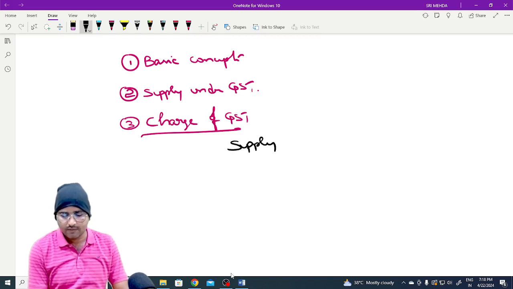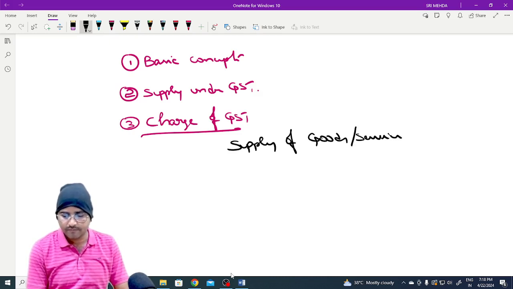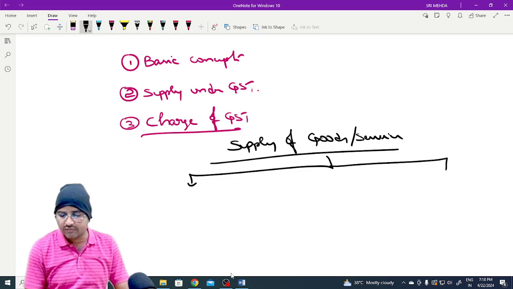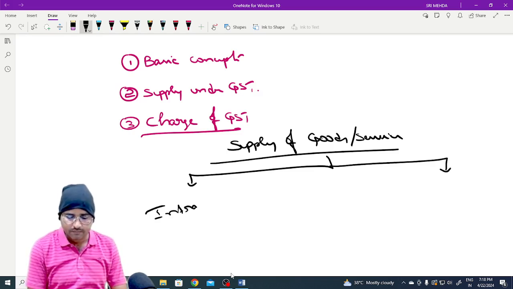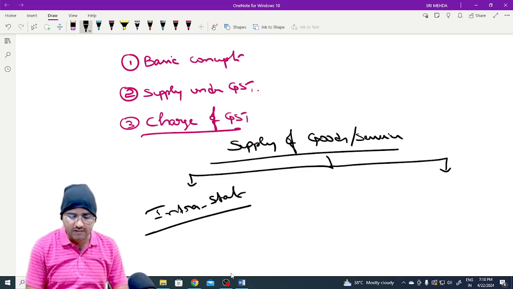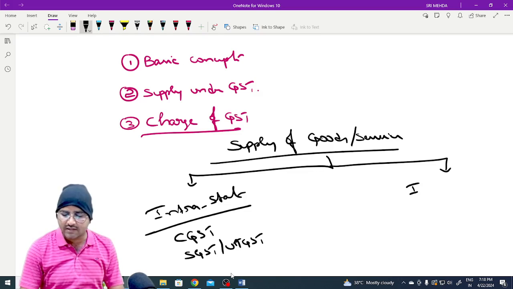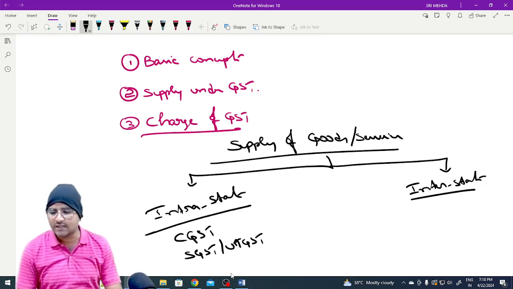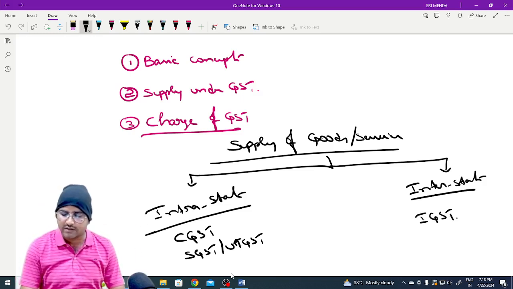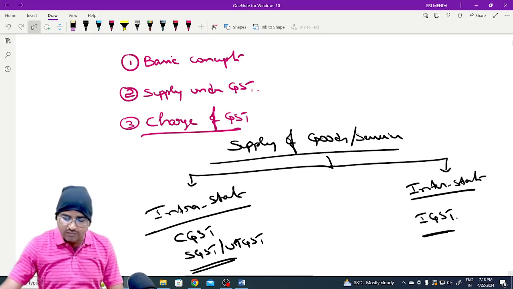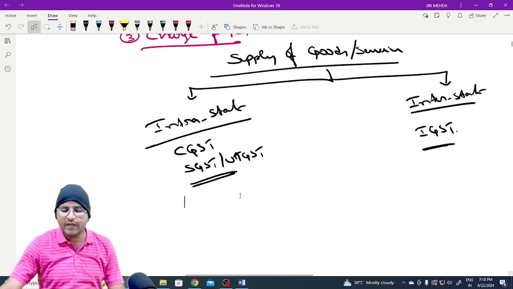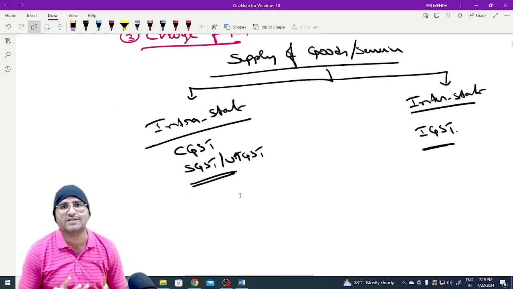Supply of goods or services. And as we discussed, in case of the intrastate supply, we are liable for payment of CGST and SGST or UTGST. Where a supply is an interstate supply, we are liable for payment of IGST. Is it clear? Now the question is, how can we determine whether a supply is an intrastate or interstate?